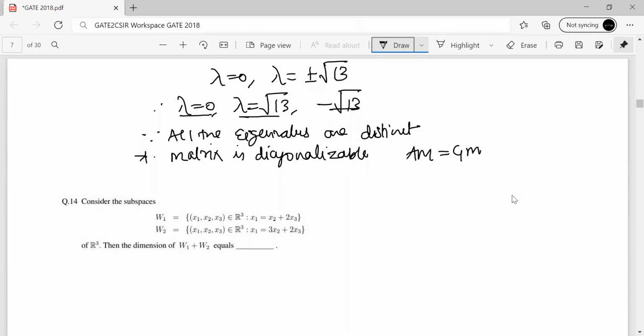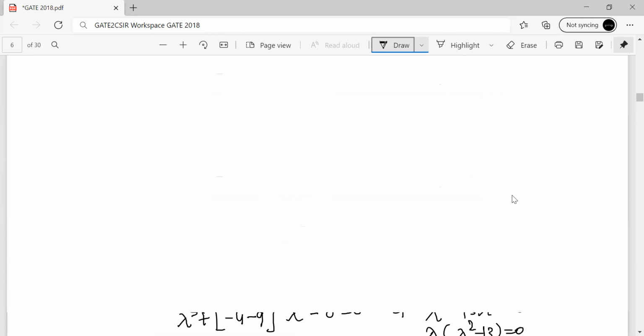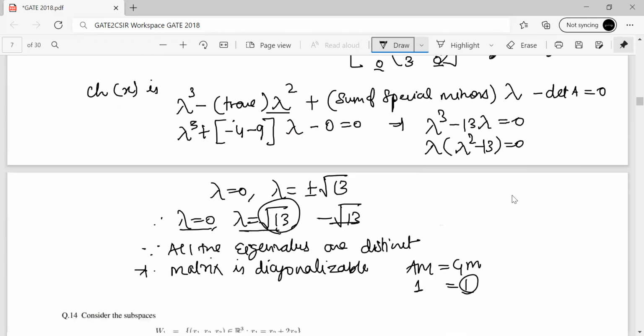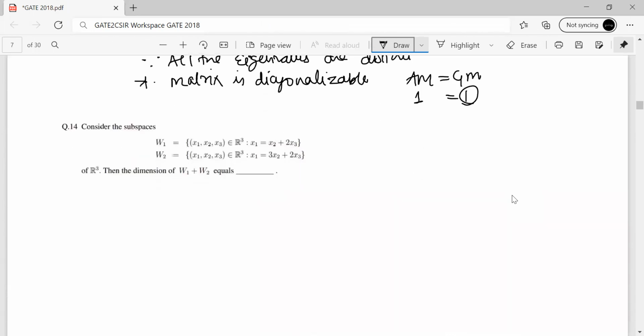So the largest eigenvalue has GM 1, largest is 30, root 13. It has GM 1 because AM is again 1. So the answer here will be 1. All right. Now let's consider problem number 14.